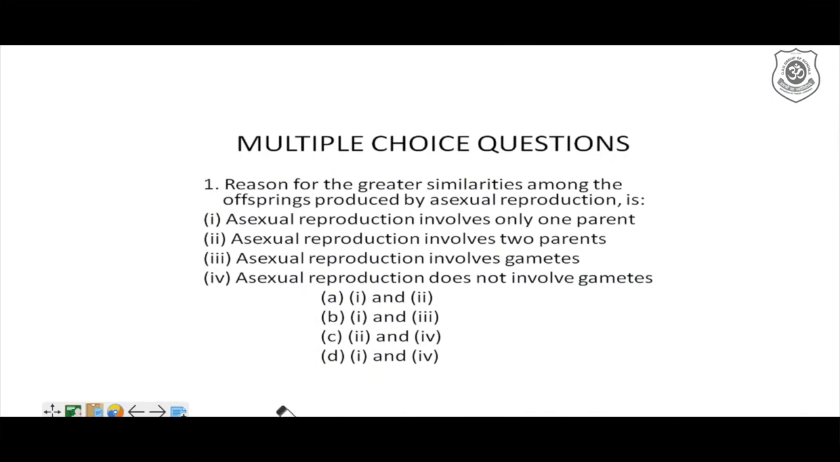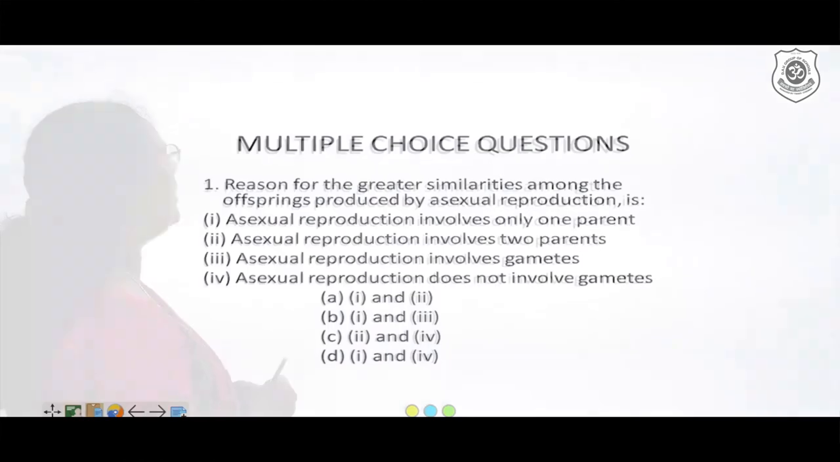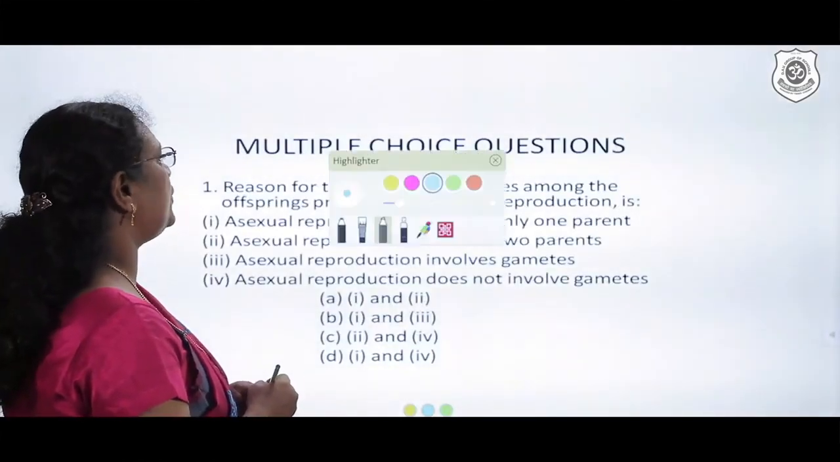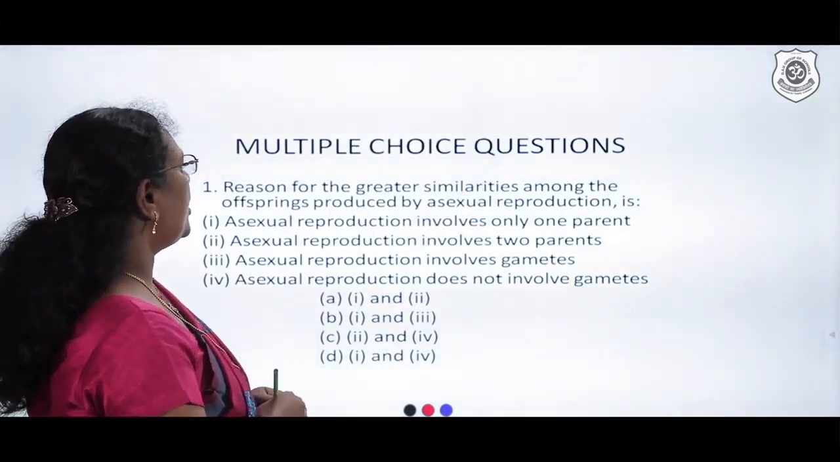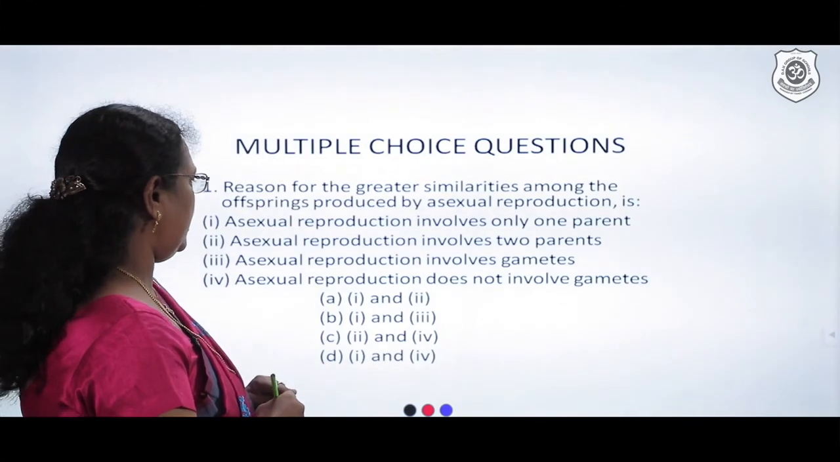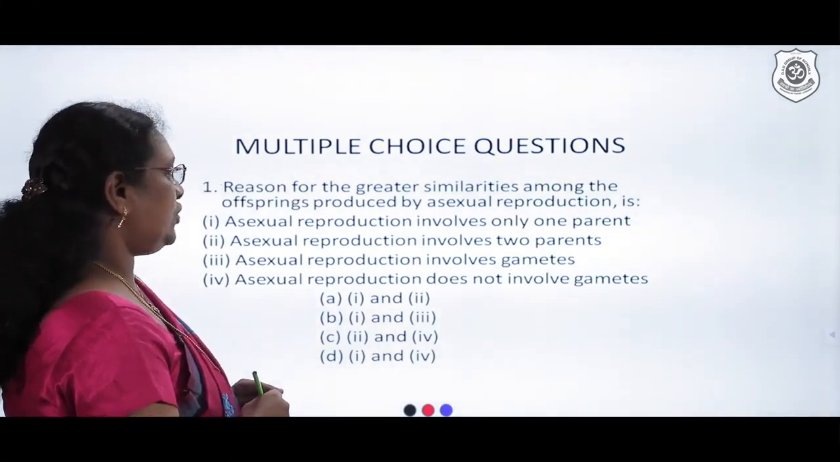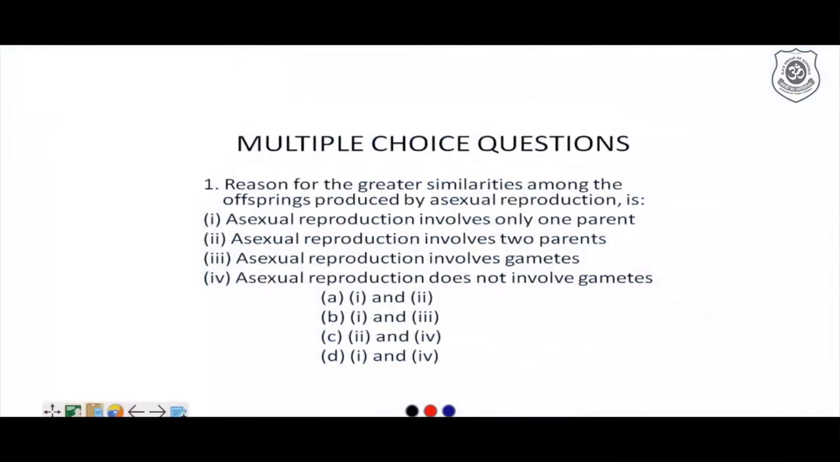The reason for the greatest similarities among the offspring produced by asexual reproduction is, you've been given different options over there. Asexual reproduction involves only one parent. Is it correct? Asexual reproduction involves two parents. No. So asexual reproduction involves one parent. We can pick it up. Asexual reproduction involves gametes. No. Asexual reproduction does not involve gametes. Yes. So the option is 1 and 4, and we observe it in D.